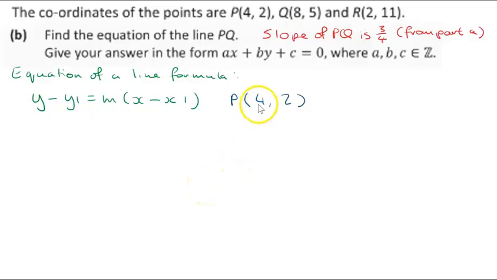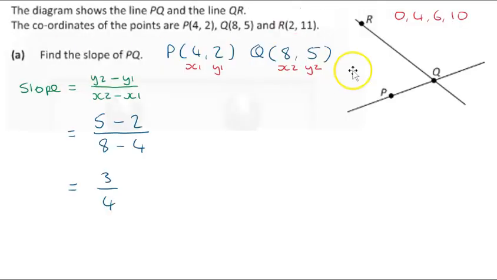The point P is (4, 2). Now, since we're trying to find the equation of the line PQ, we could have used (8, 5) instead. It doesn't matter if we use P or Q, our answer will still be the same. So I'm going to go with P, but you could have used Q. You cannot, however, use R, because we're not interested in the line PR, and we're not interested in the line RQ. So if we just look back at our diagram that was given, we can see P and Q are both on the same line, but R is not.